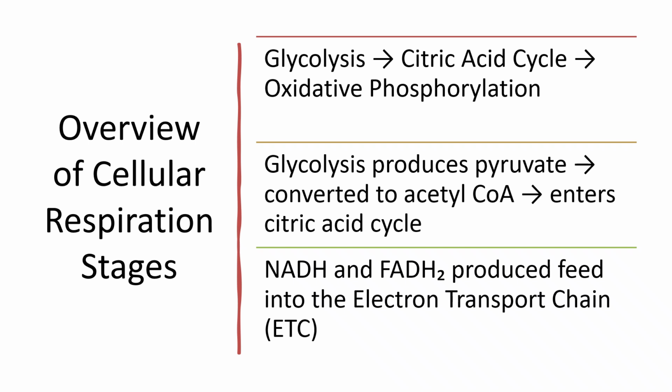The citric acid cycle and oxidative phosphorylation are steps in aerobic respiration that take place in the mitochondria. After glycolysis, pyruvate is transported into the mitochondria and converted into acetyl coenzyme A, or acetyl-CoA, which enters the citric acid cycle. The cycle produces high-energy molecules, NADH and FADH2, that carry electrons to the electron transport chain.